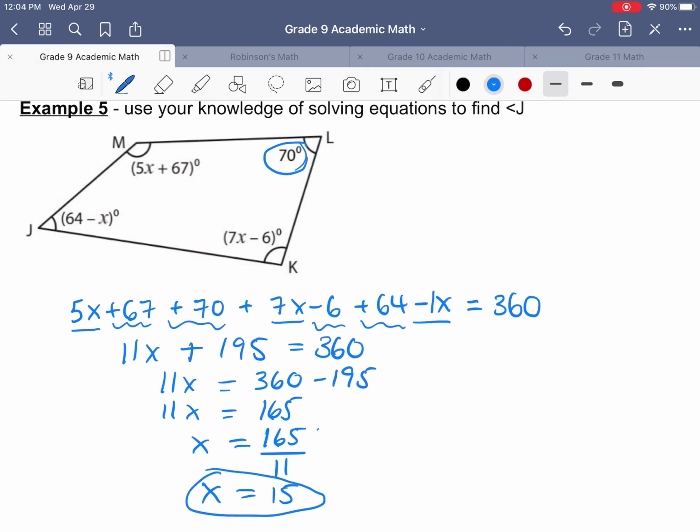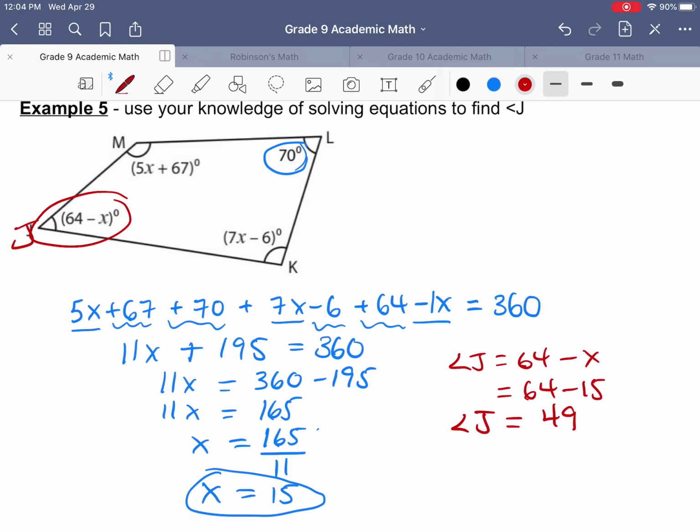So this is not our angle, but it's going to help us to find our angle. Angle J, oops, I wrote over the J. Angle J is equal to 64 minus x. So now we're just going to put in 15 for x and solve for J. And we're going to find that angle J is equal to 49 degrees.